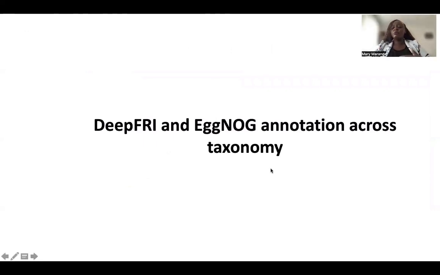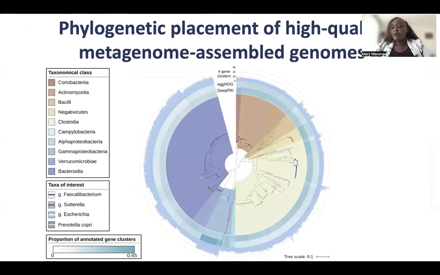And now looking into how DeepFRI and EGGNOG perform across taxonomy, this plot shows phylogenetic placement of high quality metagenome assembled genomes. On the inner ring, these are the various bacterial classes. The second ring shows genes annotated by DeepFRI, and the third ring shows genes that are annotated by EGGNOG. The outer bar depicts gene families for each bacterial class. And from the pattern, we see that EGGNOG is able to annotate genes coming from well-studied organisms such as E. coli, while DeepFRI is less sensitive to taxa.